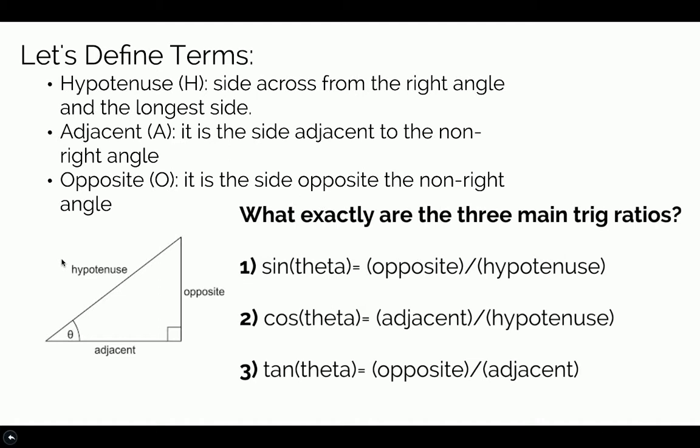Okay, so what exactly are the three main trig ratios? We have sine theta is equal to opposite over hypotenuse. We have cos theta is equal to adjacent over hypotenuse. And we have tan theta, and that's equal to opposite over adjacent. And we have our diagram right here. This is the angle we want. This is the opposite side from it. This is the adjacent side. And this is the hypotenuse.